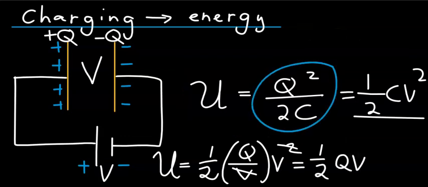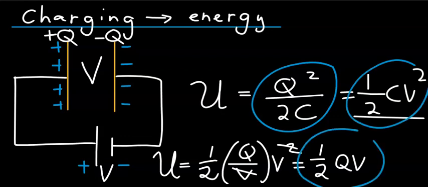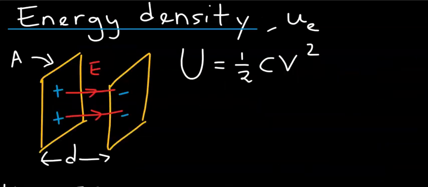So these 3 alternative expressions can be used to calculate the potential energy stored within the plates of a capacitor. Next, let's calculate the energy density in an electric field between plates of a capacitor. We are going to use a parallel plate capacitor for this calculation. This parallel plate capacitor has a plate area of A, say meter squared. The plate separation is d meter.